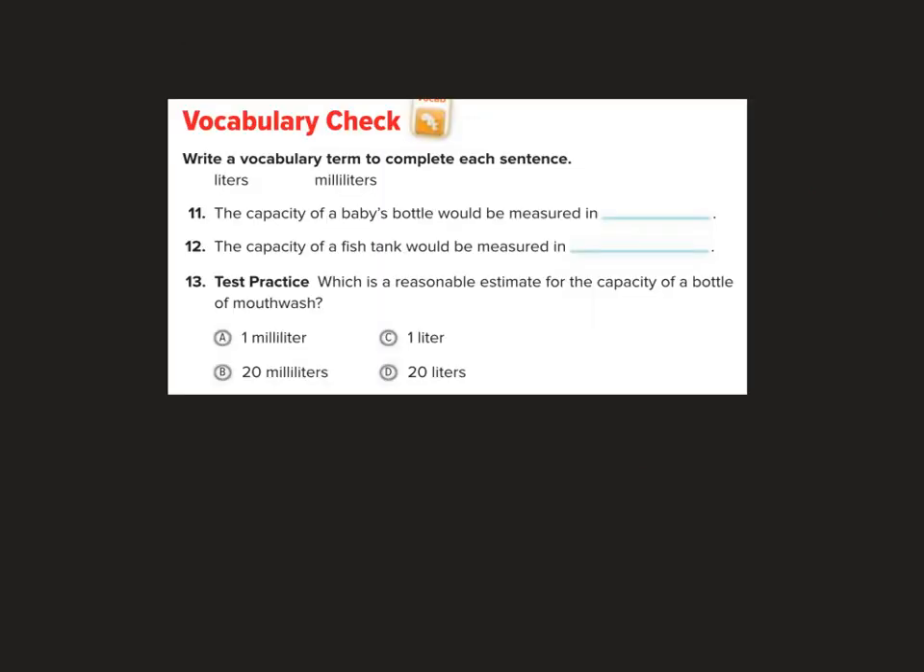Write the vocabulary terms to complete each sentence. The capacity of a baby's bottle would be measured in milliliters, and the capacity of a fish tank would be measured in liters. Which is a reasonable estimate for the capacity of a bottle of mouthwash? I'd say about a liter. I feel like mouthwash bottles are usually pretty big.